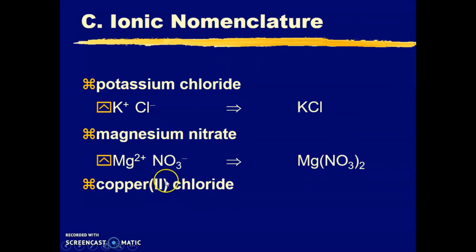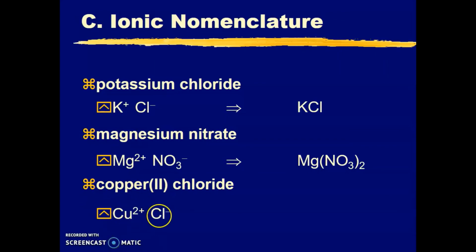Here's one that has that Roman numeral. This Roman numeral tells you copper's charge because copper, if you look on your periodic table, is a transition metal, so it can change its charge based on who it's interacting with. This lets you know copper's charge is 2. And then chloride ends in "ide", so that's chlorine, so I find that on my periodic table. It is always a -1.